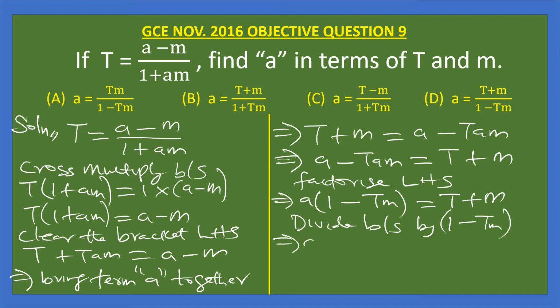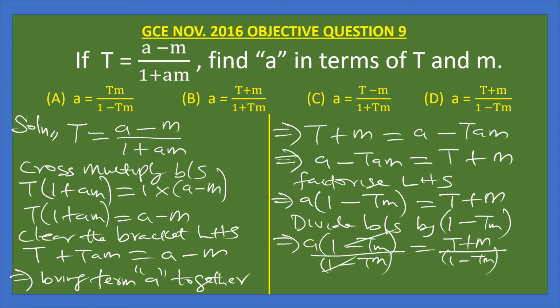This now gives us A into 1 minus TM over 1 minus TM as equal to what? T plus M over what? 1 minus TM. What will happen? These two will go, thereby making our A to be equal to what? T plus M over 1 minus TM. Do we have it in the options? Let's see. T plus M, yes, over 1 minus TM, so option D is the correct answer.